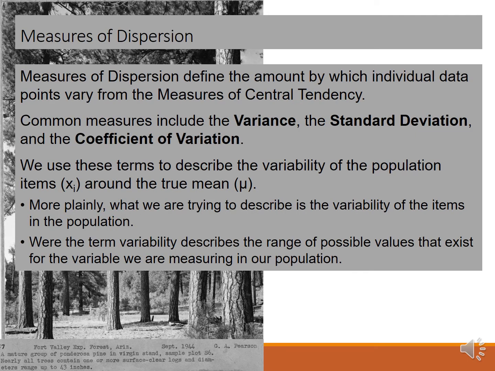The second set of metrics we use to describe a population are measures of dispersion. These metrics describe how much individual samples differ from the arithmetic mean. We will look at a number of these metrics, but it is important to remember that they are simply trying to describe the variability of items in a population, where variability is a way of describing the range of possible values that individual samples could have in a population.